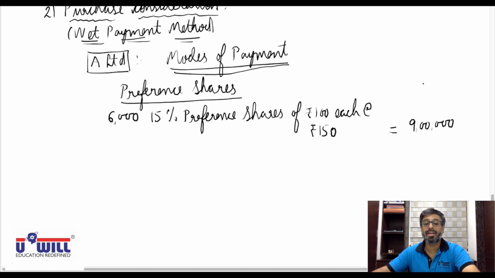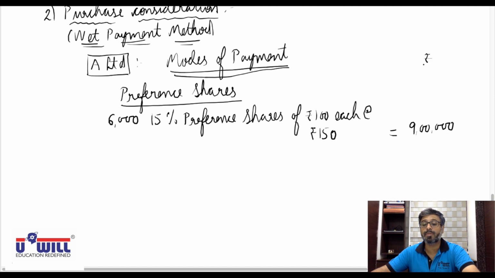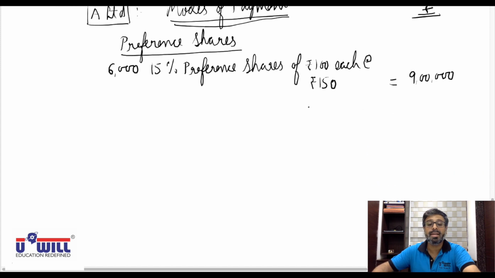What is the agreed value of the preference shares? 150. So how much are we going to pay in terms of preference shares to the other company? 9 lakhs. Now second mode of payment is equity shares. For that we will have to read adjustment number 3.